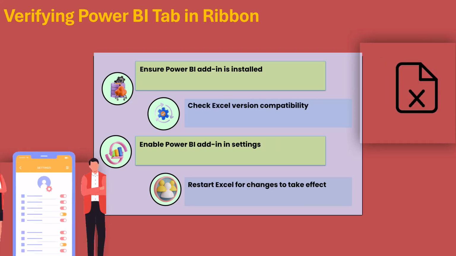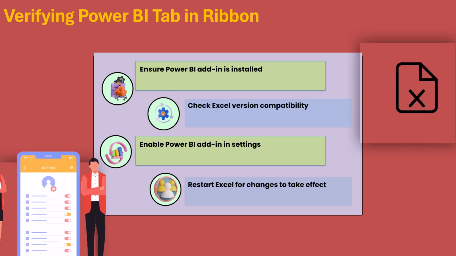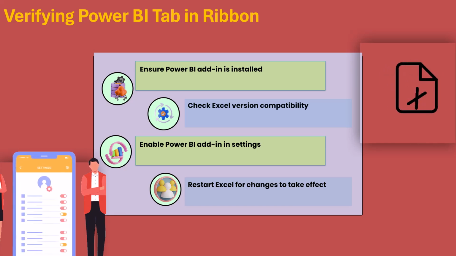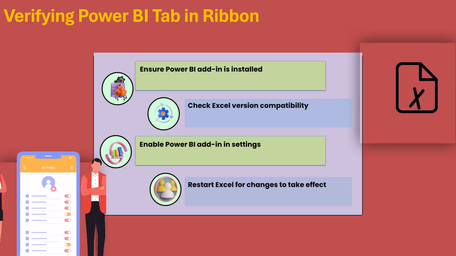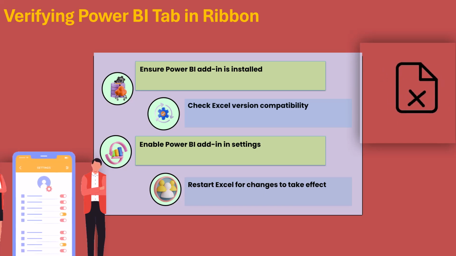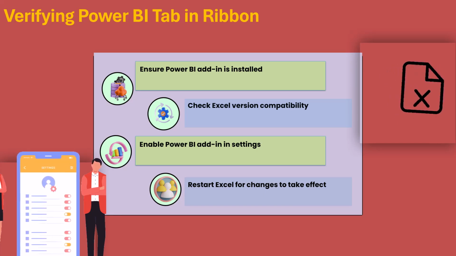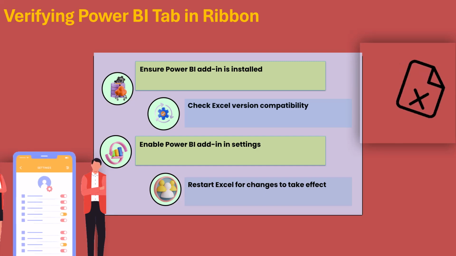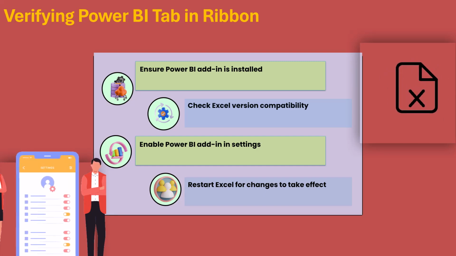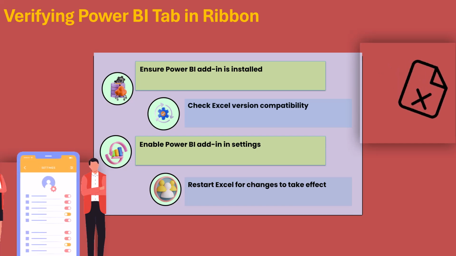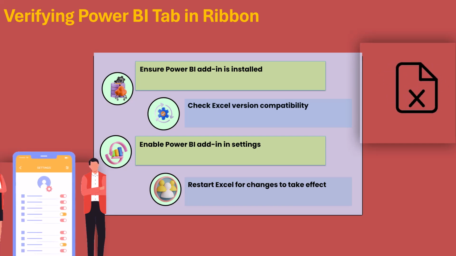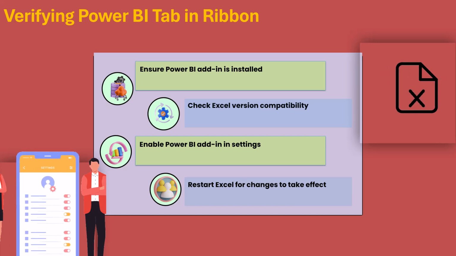All right, folks, first things first. Let's make sure that Power BI tab isn't just playing hide and seek. Check if the add-in is installed, because if it's missing, we're just clicking error. Verify your Excel version. Older versions might refuse to cooperate. Enable the add-in through settings, and if all else fails, the age-old wisdom applies. Restart Excel. Trust me, sometimes Excel just needs a little nudge.